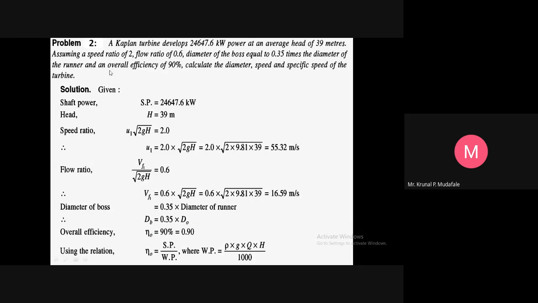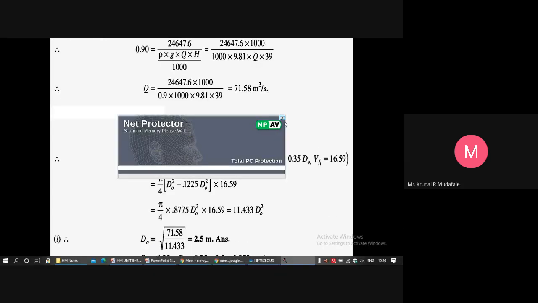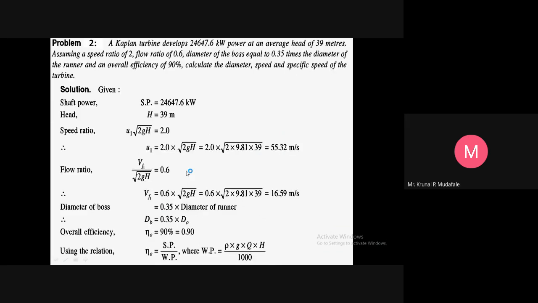Then the overall efficiency is 90%. Overall efficiency is the output upon input. The output is the shaft power, and the input is the water power available. So the overall efficiency is 90%.